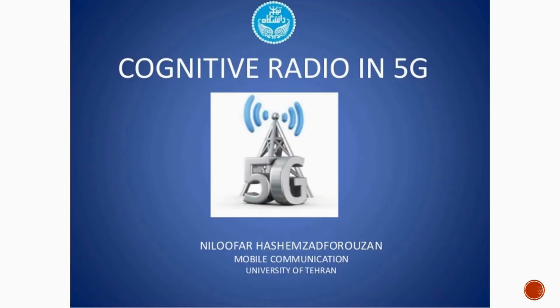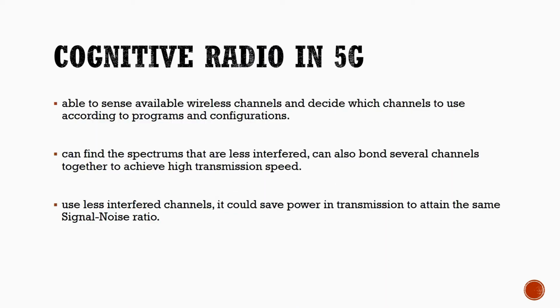The fourth point I'm going to say is connective radio. From 5G, the future wireless networking, they will combine 5G and connective radio, merging each other to meet the heavy mobile data traffic of future wireless networks. Connective radio is able to sense available wireless channels and decide which channels to use according to programs and configurations. The connective radio can find the spectrums that are less interfered, can also bond several channels together to achieve a high transmission speed. Because the connective use less interfered channels, it could save a lot of power in transmission to attain the same signal-noise ratio.